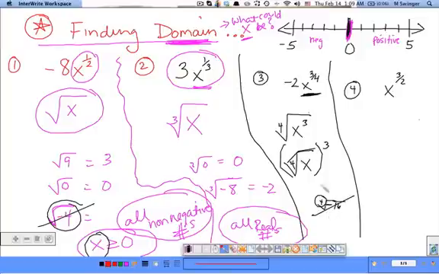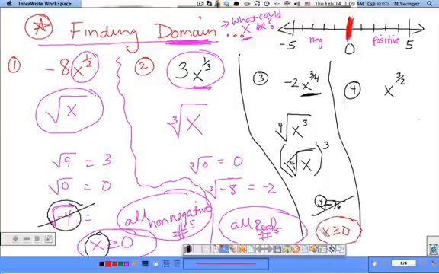So therefore, look what we have here. X can't be negative. X could be 0. X could be positive. So everything from here, the whole way over. So once again, this is x is greater than or equal to 0. Or you could say all non-negative numbers. Okay? That's how you find domain.